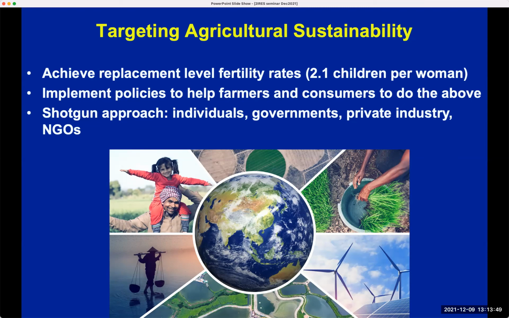And we really need a shotgun approach. It's what we do individually, but believe me, governments need to step up. Private industry needs to step up, so do NGOs. And there are governments that are doing a better job than others. There are private industries that are stepping up. There are NGOs that are doing a good job. And I have friends that could be doing a good job. So it's all those things.